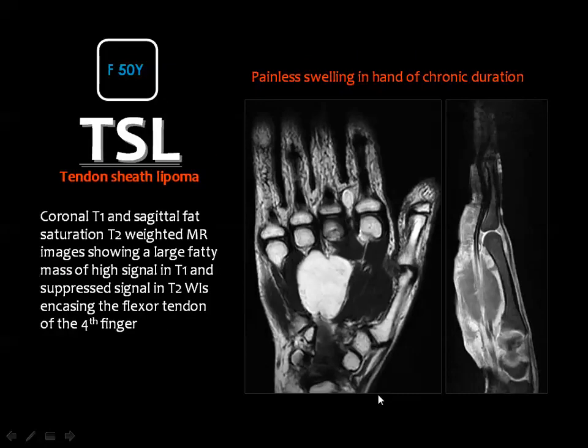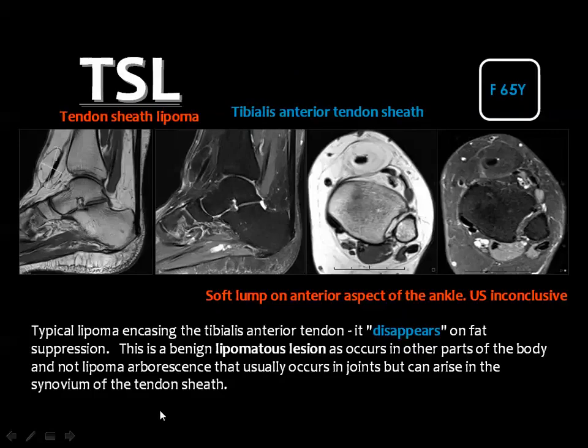The tendon sheath lipoma is just a lipoma surrounding a tendon sheath, like the giant cell tumor of the tendon sheath, but this is made of fat. And you can see a fat signal in the T1 weighted image, and there is suppression of the fat signal in the T2 weighted image around the tendon sheath. And this is tendon sheath lipoma of the tibialis anterior tendon.